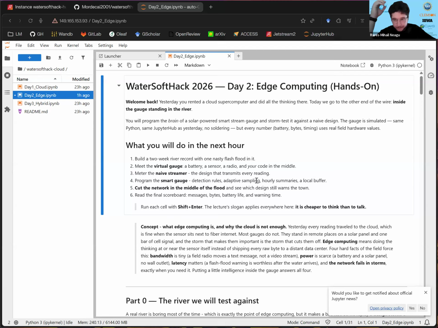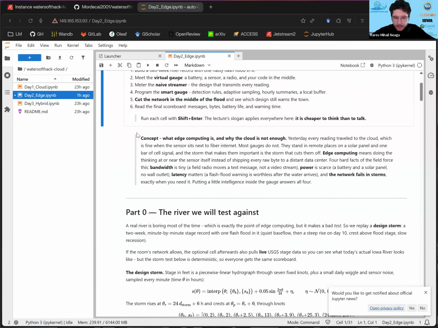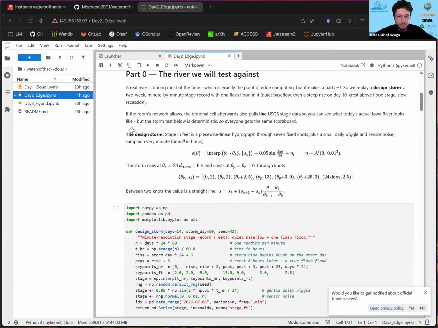Okay. So today, Dr. Bijaya presented to you basically edge computing. So now we're going to start designing sensors. We're going to have a simulation of a sensor because we cannot really access a real sensor right now. But we will also have data from USGS sensors, which are actual sensors. So you can count on it as a real edge device. Okay. All right. So, first of all, let's start with part 0.